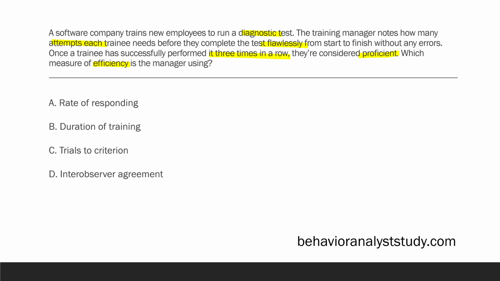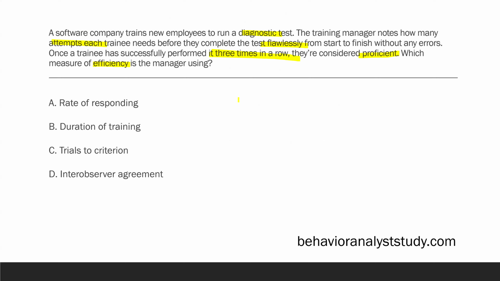what measure is that? A, rate of responding. Rate of responding is just rate, how frequently somebody is engaging in a response. We're not measuring rate here, right? The manager here wants to know how many times it takes for the trainee to get it 3 times in a row. What they're trying to figure out is not necessarily how quickly the trainee is responding.